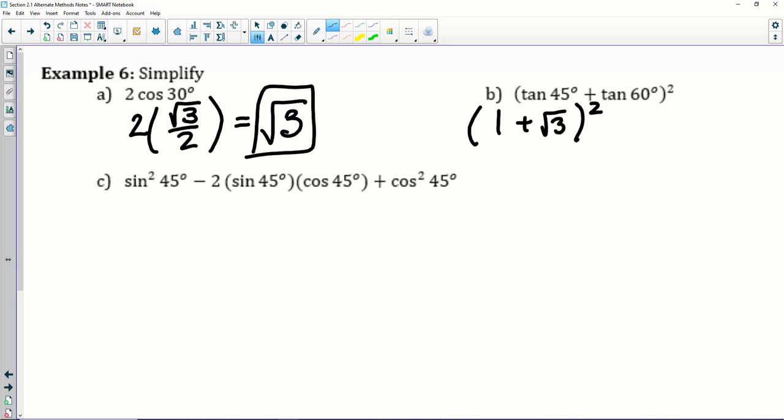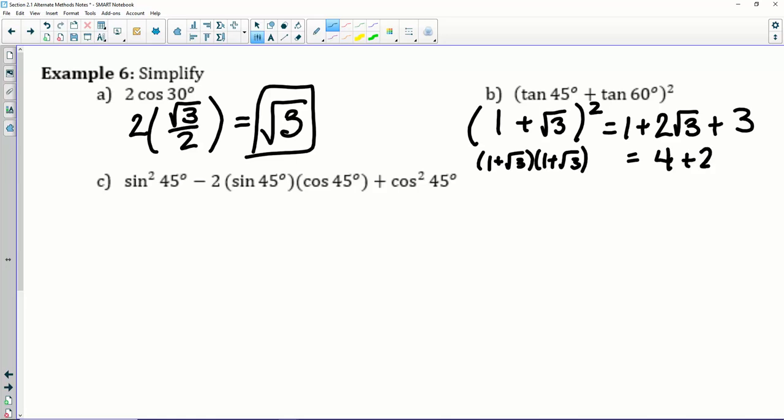Okay, how do you square something like that? FOIL. So it means we have 2 of them. So that gives me 1 plus radical 3 plus radical 3, so plus 2 radical 3, plus the square root of 9, which is 3. So we get 4 plus 2 radical 3.